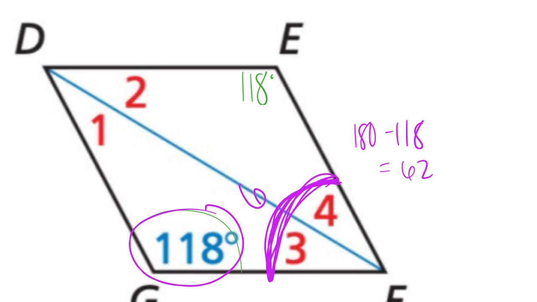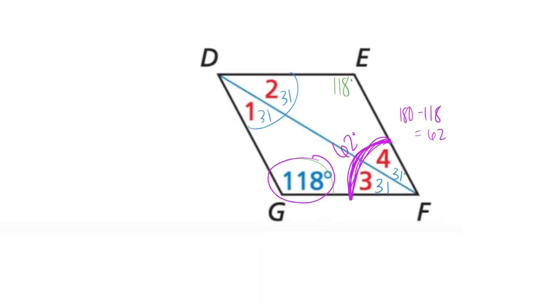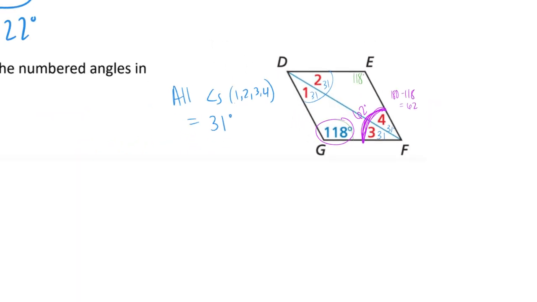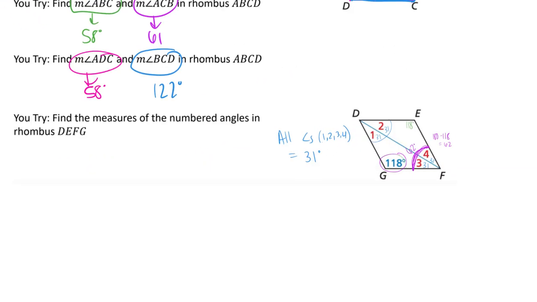So that means this whole angle down here has to be 62. And since this is a rhombus, this diagonal is splitting that in half. So each of those pieces would have to be 31 degrees. Same thing on the other side, right? This would also be 31. So that means all 4 of those angles are the same measurement. They all equal 31 degrees. So I'm just going to say all angles equal 31 degrees. Okay, let's go ahead and move on to the next page.